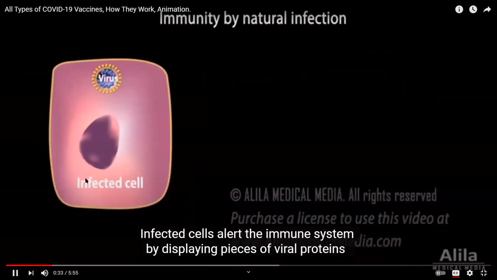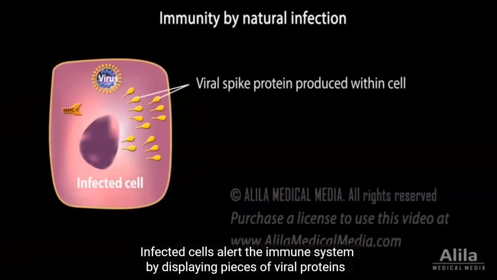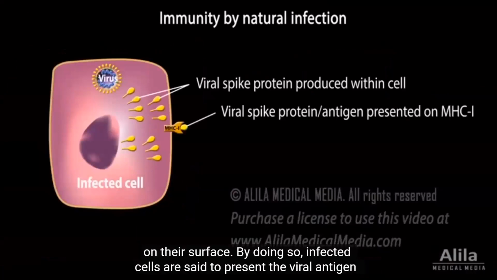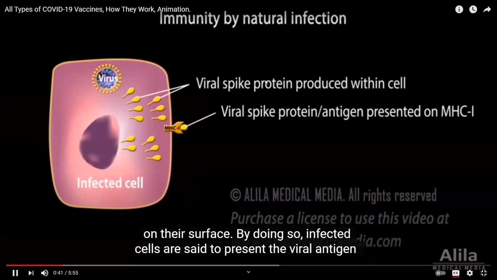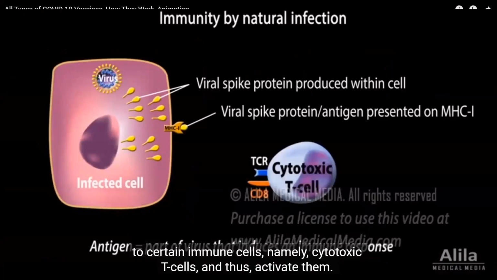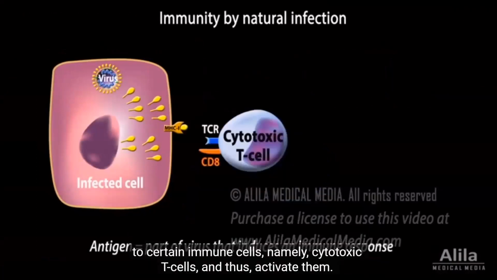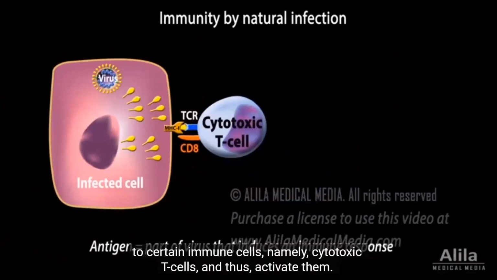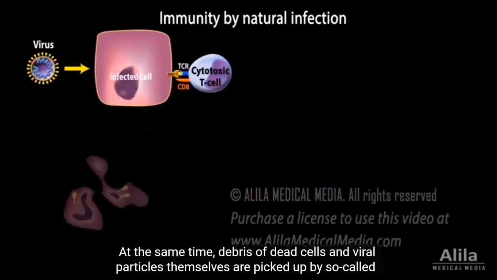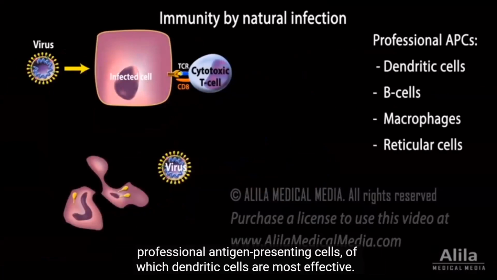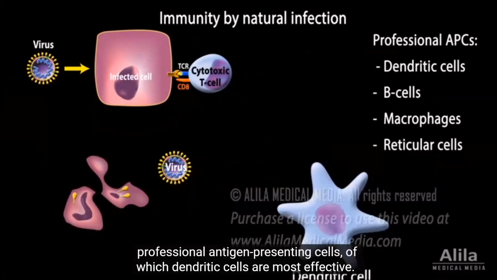Infected cells alert the immune system by displaying pieces of viral proteins on their surface. By doing so, infected cells are said to present the viral antigen to certain immune cells, namely cytotoxic T cells, and thus activating them. At the same time, debris of dead cells and viral particles are presented by so-called professional antigen-presenting cells, of which dendritic cells are most effective.